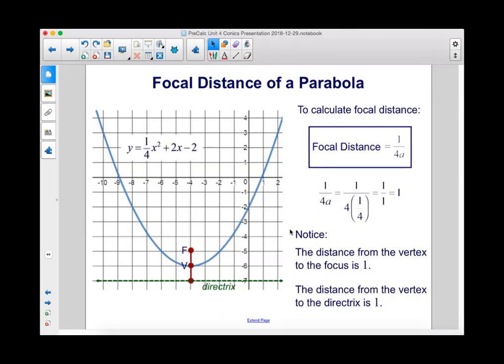The focal distance of a parabola is the distance between the focus and the vertex, and we can use this equation to calculate it: 1 over 4a. For this parabola, which is 1/4 x squared plus 2x minus 2, a is 1/4, so we plug that in and solve and see that it's 1. You can see right here that it is one box. So the distance from the vertex to the focus is 1. Also, the distance from the vertex to the directrix is 1.